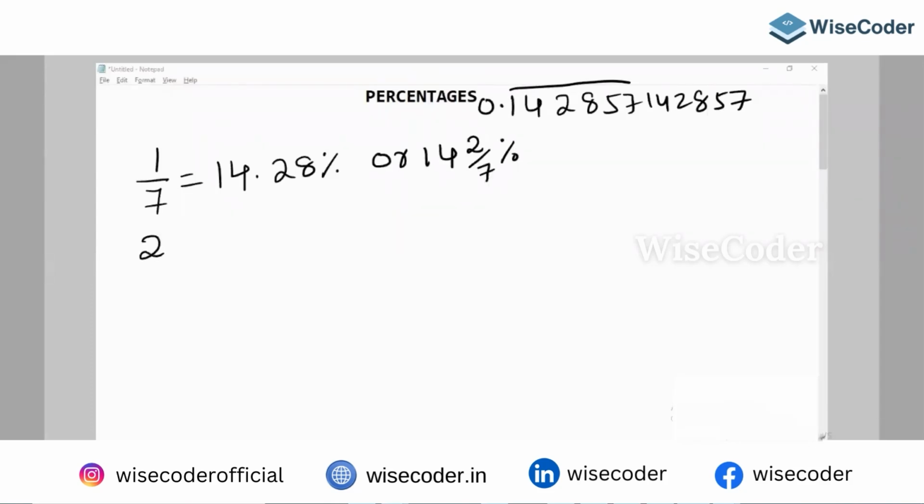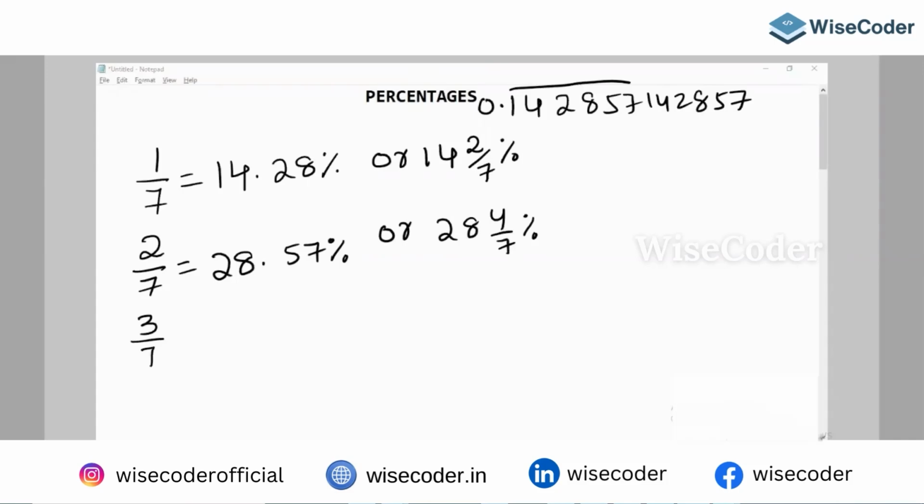Okay, next, 2 by 7. If you want 2 by 7, LHS into 2, RHS into 2, but don't do it like that. 20, how many times 7? 2 times. Look at here. Where is 2 here? Here. So the answer is 28.57%, or you can write it as 28 4 by 7%.